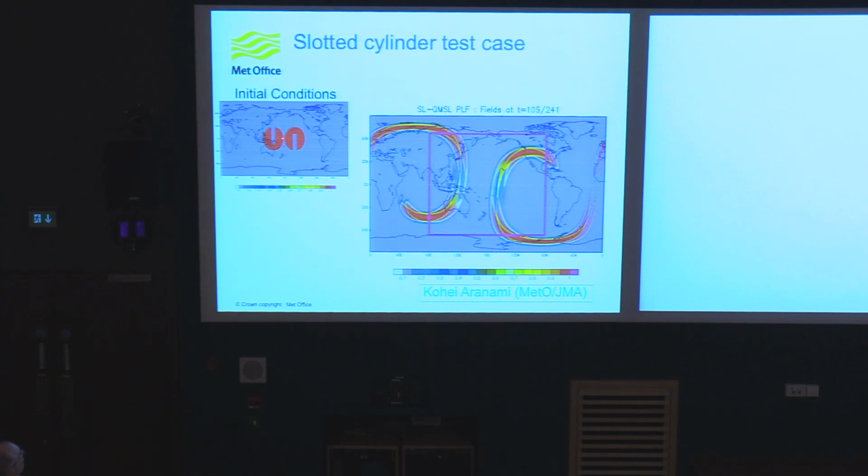And what he did was initialize some tracer with this so-called slotted cylinder shape with very sharp gradients, and then let that go in that wind field that I showed earlier. And we get very strong distortion, but we can see it behaving very nicely in the region of the poles, where, as I say, the Courant number there is much larger than 1. So we've got this very nice, very good stability within the model, but also reasonable accuracy.